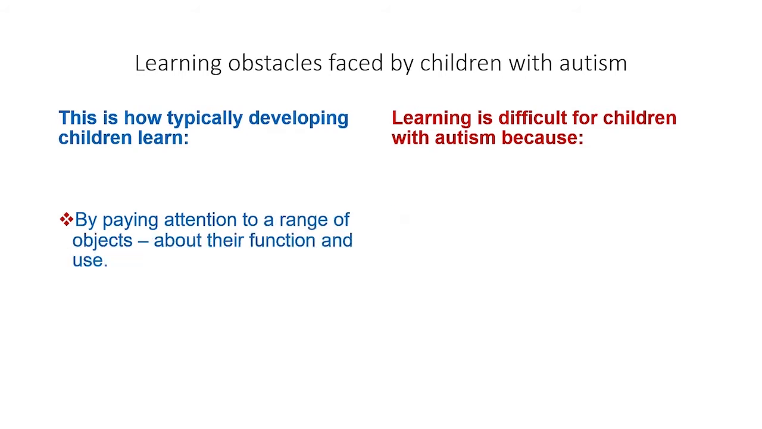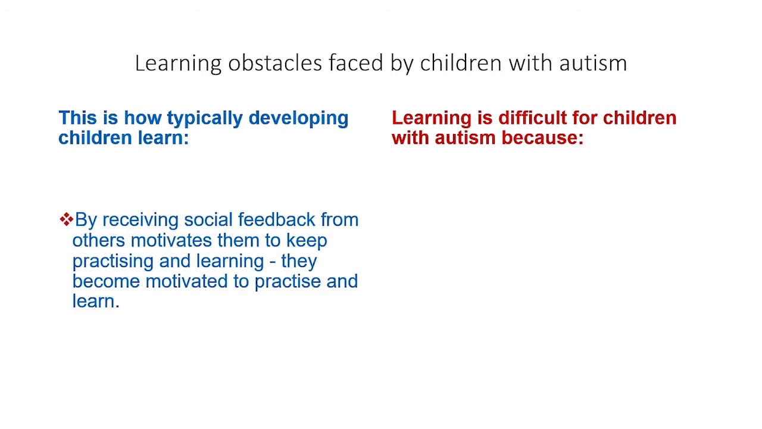Typically developing children pay attention to a diverse range of objects. They look at what these things do and what they are used for, and that's how they're learning. Children with autism, on the other hand, have limited interests, or at times their interests are quite unusual, like in certain colors or certain numbers or certain types of shapes. So their range for learning is narrowed and restricted.